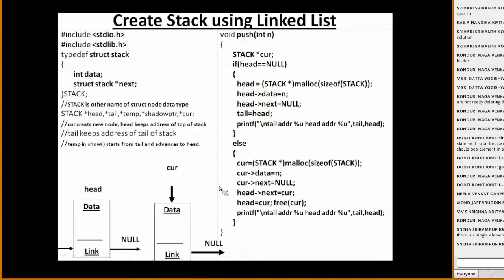Now this isolated node we are populating by cur of data is equal to n. This n value, suppose it is 10, when we call the push function, you are expected to pass an integer value. I passed n as 10. So cur of data, you are going to have 10 as the value. Next, cur of next is equal to null, right? So cur of this next is going to be null. Wrongly I have written as link, but as per the structure, it is going to be next. So cur of next, we are putting it as null. So statement number 1, 2 and 3.